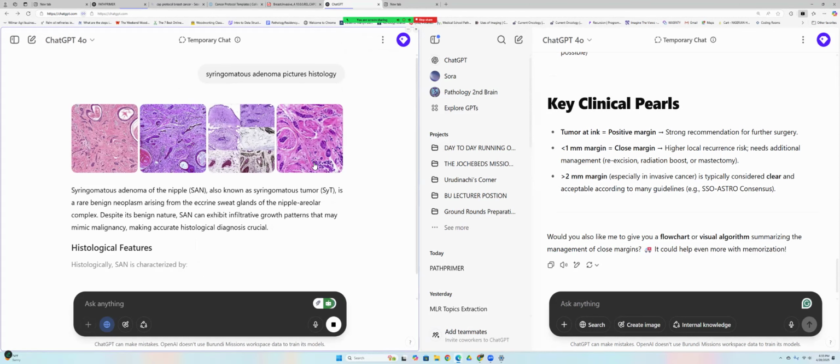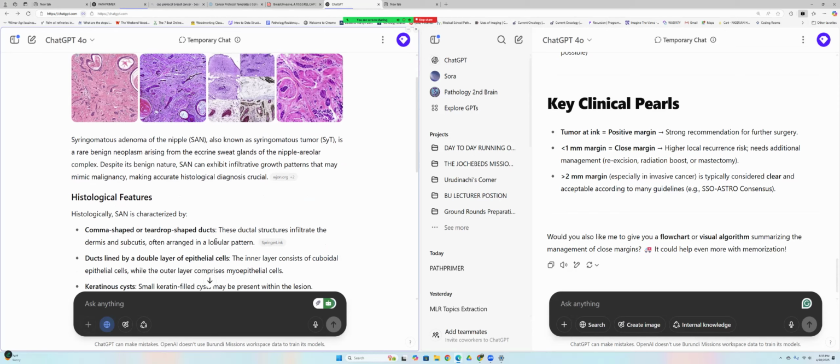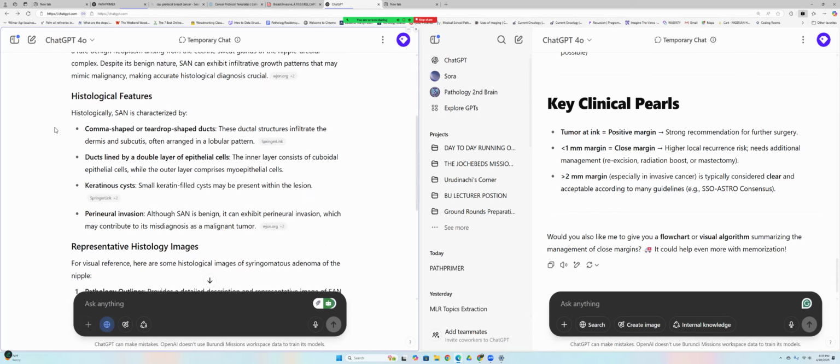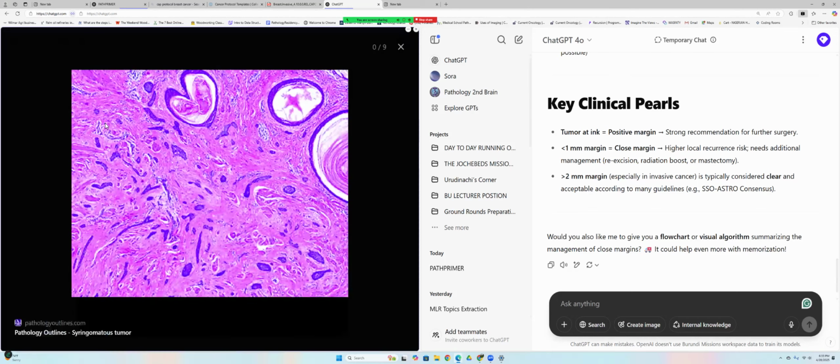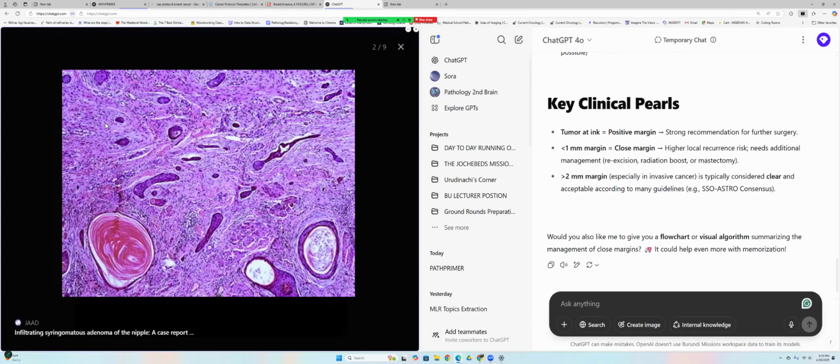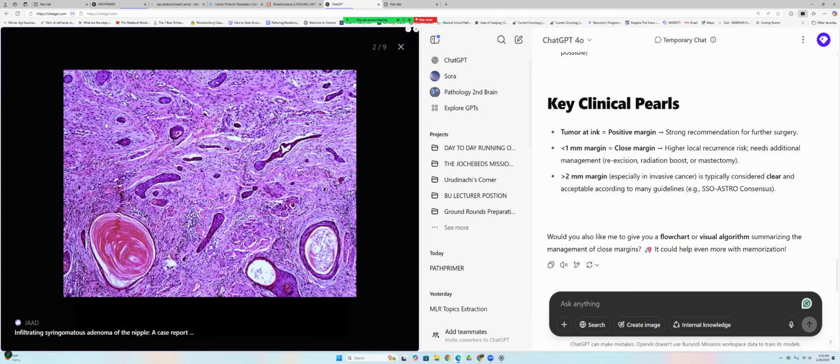Number 3. Look at it now. This is the adenoma of the nipple. That's what they say, they have tadpole-like cells, something like that. They have comma-shaped or teardrop-shaped ducts. How many eyes does this one have? Look at it. How many eyes are here? Look here. Which one is different?